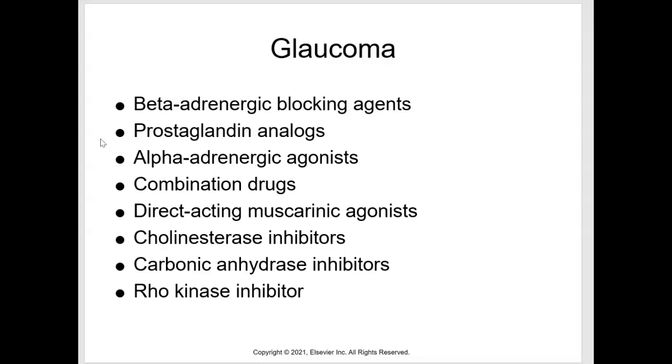And then we have the RHO kinase inhibitor, which is netarsudil, Rhopressa. That came out in 2017. It decreases intraocular pressure by increasing aqueous humor outflow through that trabecular meshwork. But the exact mechanism of how it works, we don't really know. It works. It can cause some eye discomfort, but there are few adverse effects.